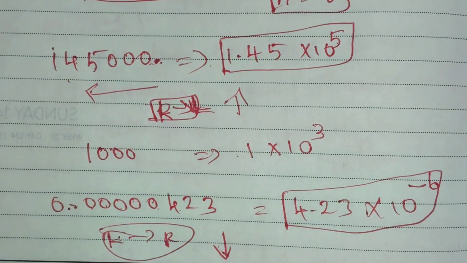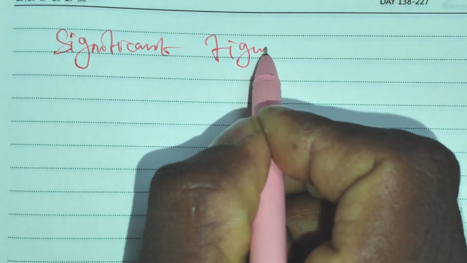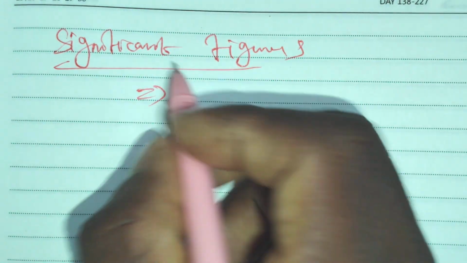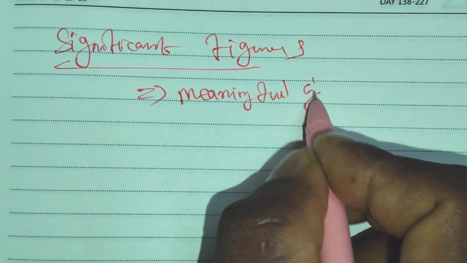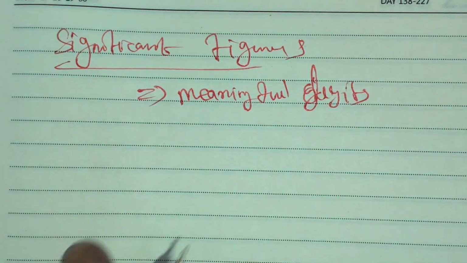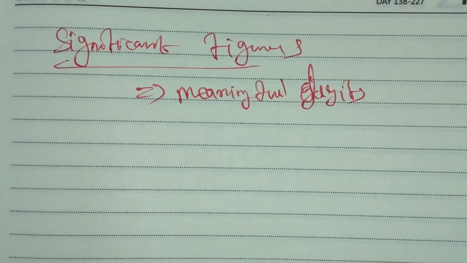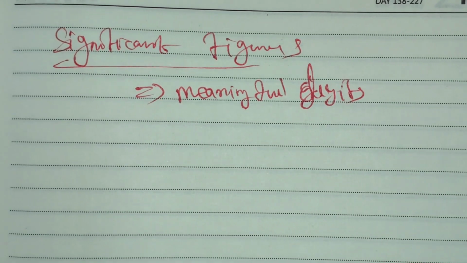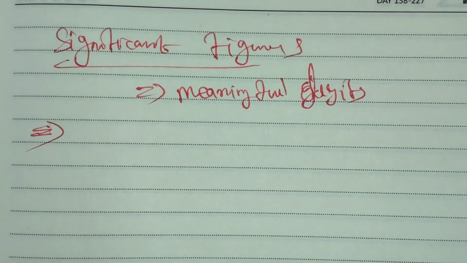Next we go to significant figures. The significant figures are called meaningful digits. So what are significant figures? A significant figure is a meaningful digit. So these are the rules for finding the significant figures.